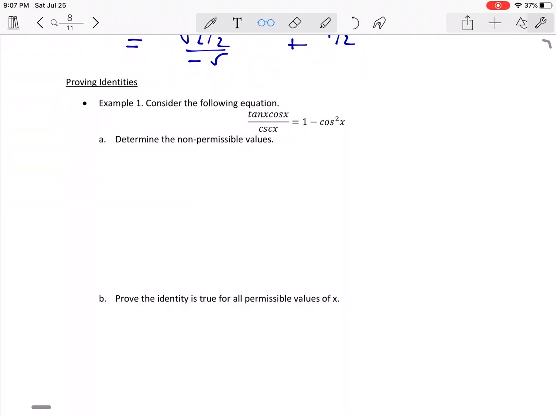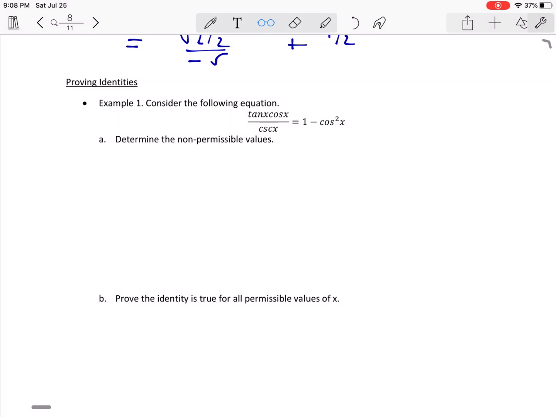All right, class, let's look at the next section here on proving identities. So mostly what we're doing here is we're working off of the identities that we already have, and we're trying to show that one type of expression is equivalent to another. Okay, so let's look at the first one here.